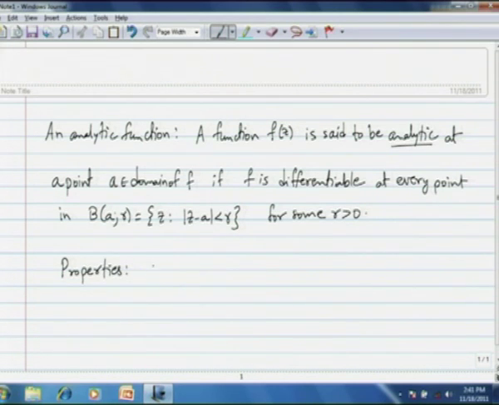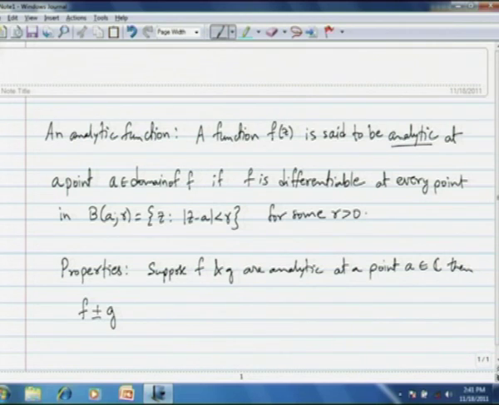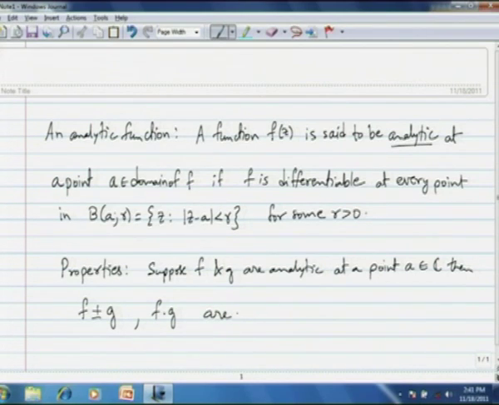Firstly, suppose f and g are analytic at a point a belonging to C. Then f plus or minus g, that is f of z plus g of z or f of z minus g of z, and f times g, defined as (f times g)(z) equal to f of z times g of z, are also analytic.